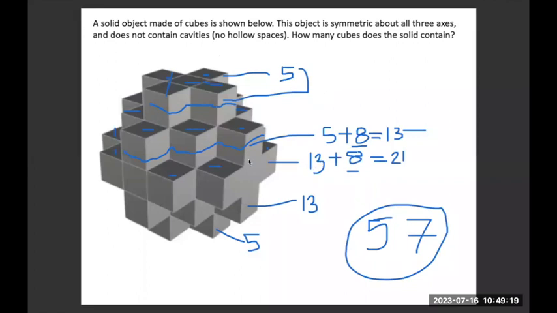So 13, so 2 into 4, 8. So 13 plus 8 is 21. So 21 in the middle layer. Then the bottom two faces that remain, which is this one and this one, are the same as the top 2 layers. Okay. So again 13 and 5. All I did later was add everything: 5 plus 13 plus 21 plus 13 plus 5. The answer will come to 57. Is it clear, Ashvi?